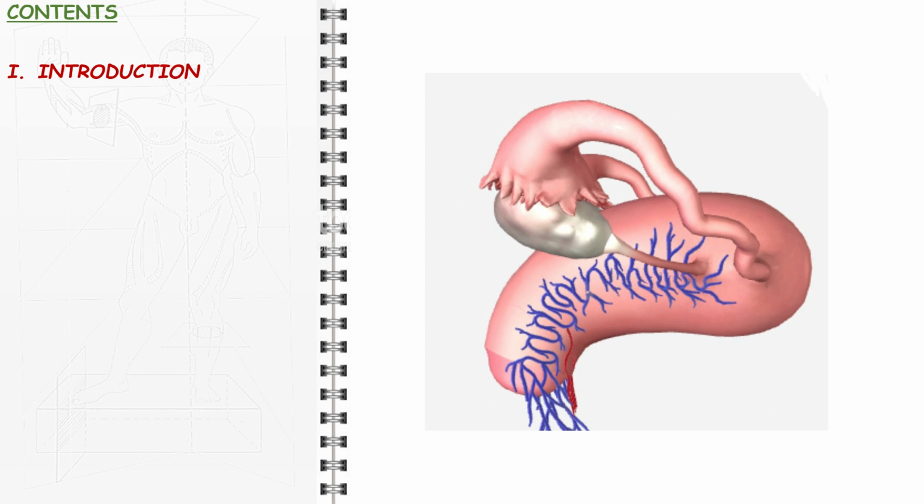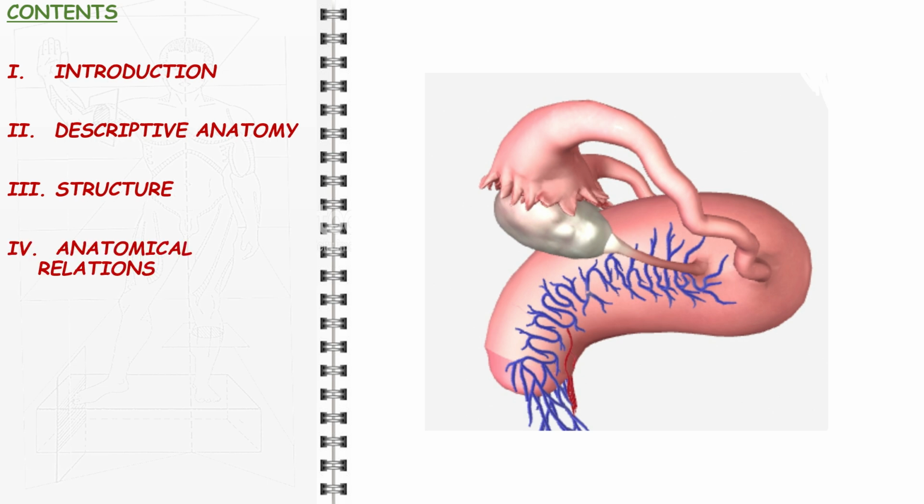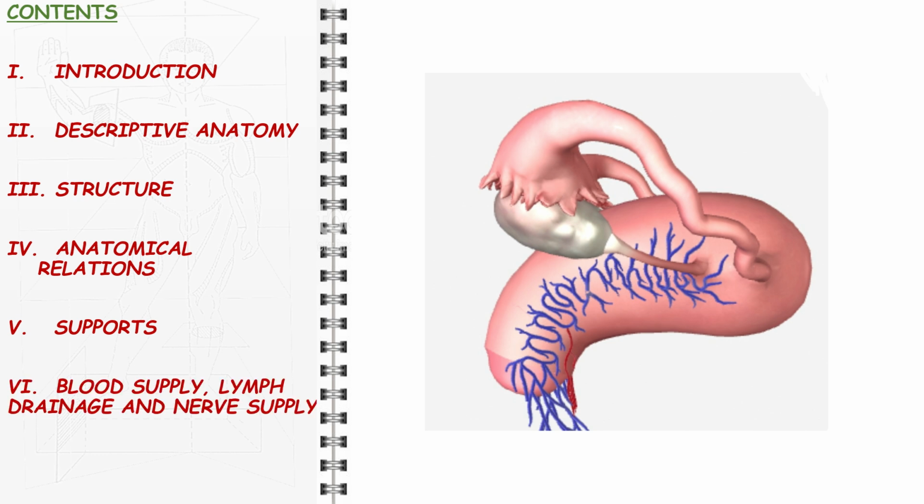Following that, we will focus on the descriptive anatomy of the uterine tubes. Next, we will take a closer look at the layered structure of the uterine tubes. Then, we will explore the anatomical relations that each tube establishes as a pelvic peritonized organ. Afterwards, we will go through their different supports essential to their surgical approach. Finally, we will proceed to describe their blood and nerve supply and lymph drainage before summarizing.